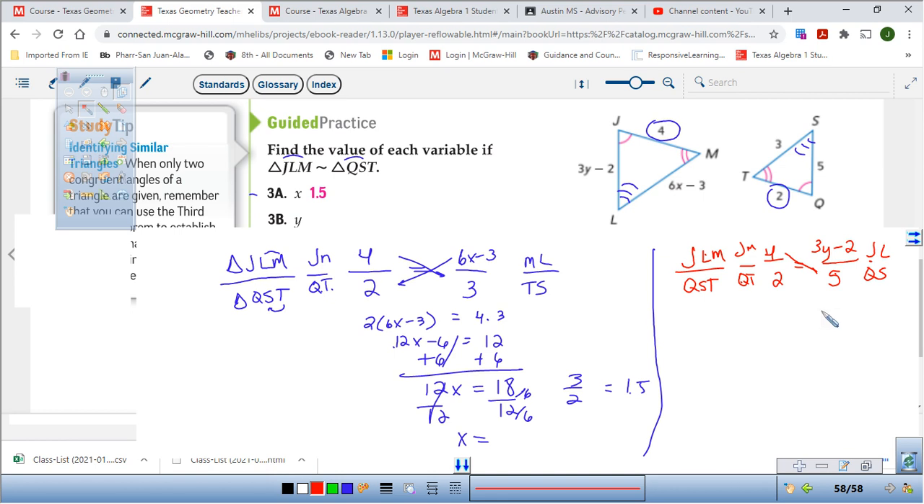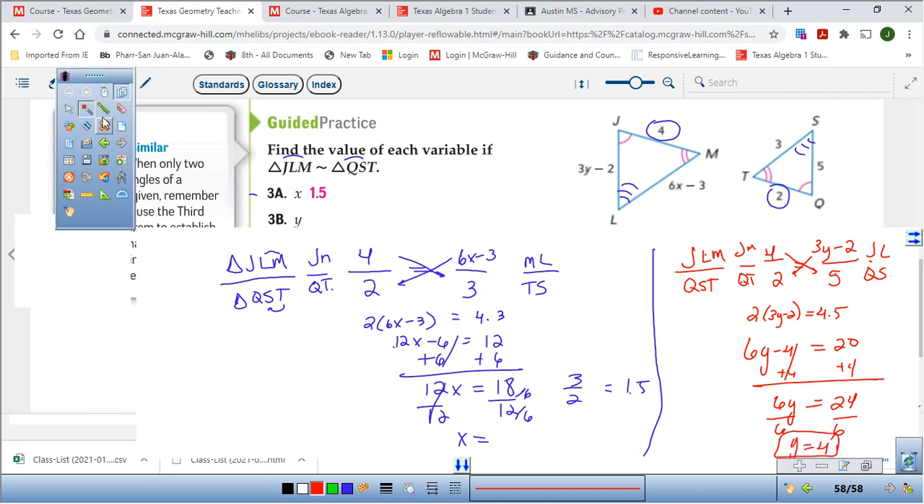This right here would give you what? 4 times 5. This right here would give you 2 times 3y minus 2. So we're going to go with 6y minus 4 is equal to 20. We're going to add 4, add 4. 6y is equal to 24. Divide by 6, divide by 6. Y is equal to 4. Let's see if we got it right. Boom! Okay, we'll call it quits there.